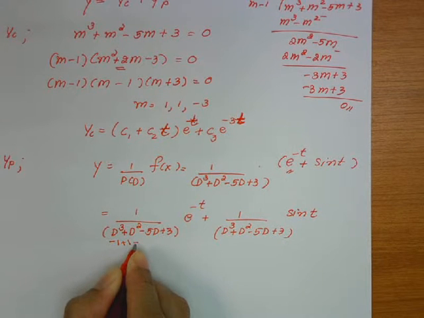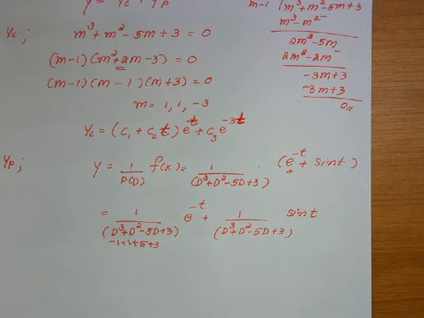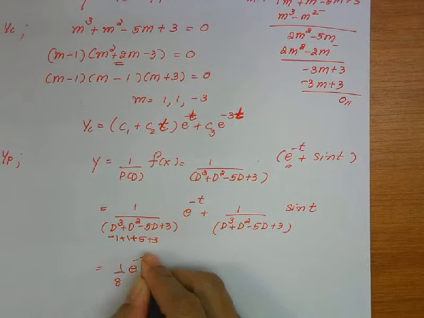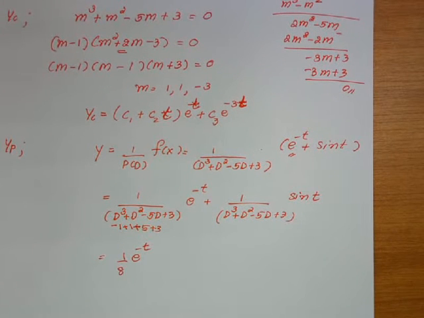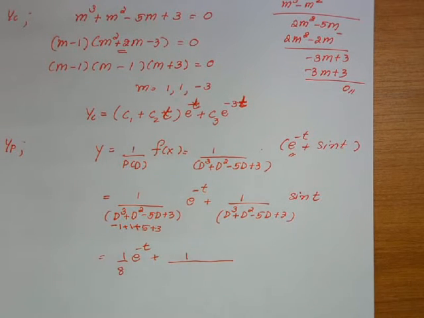Plus or minus? Plus 5 plus 3. Is it equal to 0? No, it's equal to 8. So that means we can use the formula. So we get 1 over 8 times exponential of minus. So the first term's done easily. That's it. Now the second term.